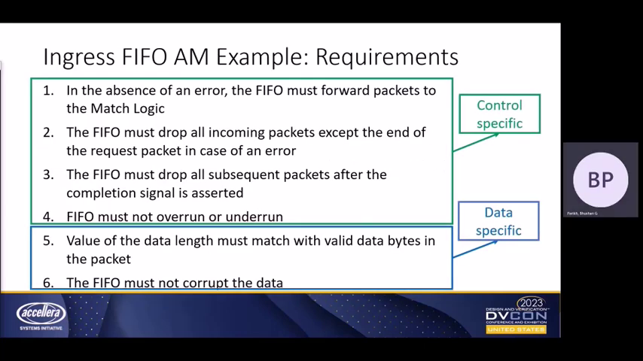If you recollect, the ingress FIFO consumes variable length uncompressed data stream packets and sends them to the match logic. In addition, in the event of any error, the FIFO drops all the packets except the end of the request packet. This translates to 6 atomic requirements.